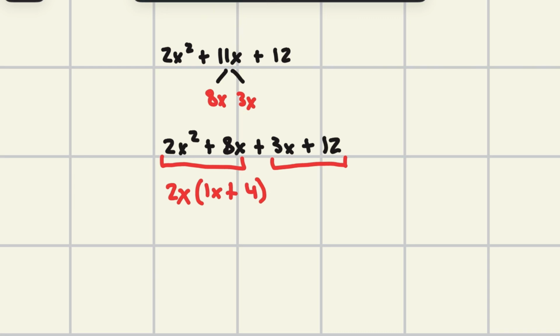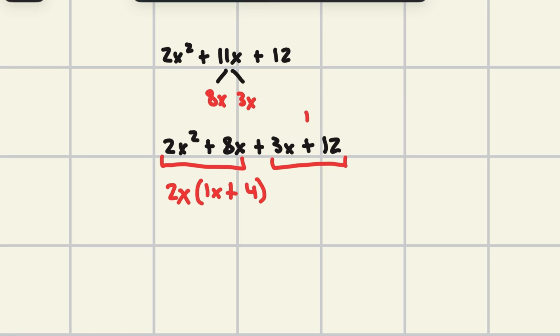And you'll do the same thing here. You could take out a greatest common factor of 3 from here, and you'll be left with 1. And if you take out 3 from here, you'll be left with 4. You can't take any x's out because there's 1x here and none here. So there's no x's to take out.